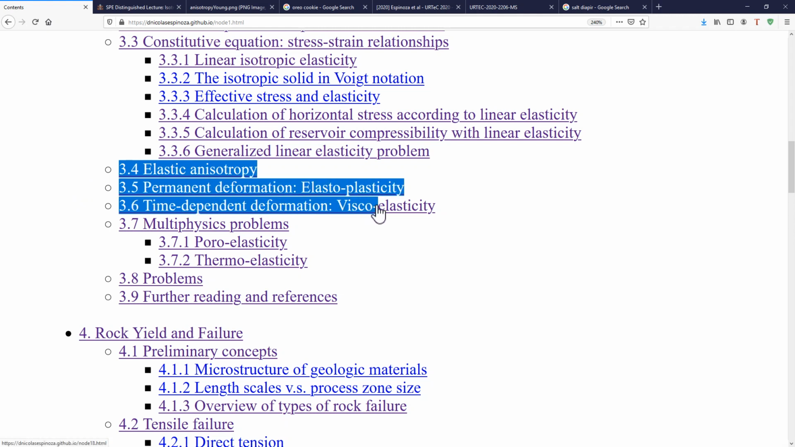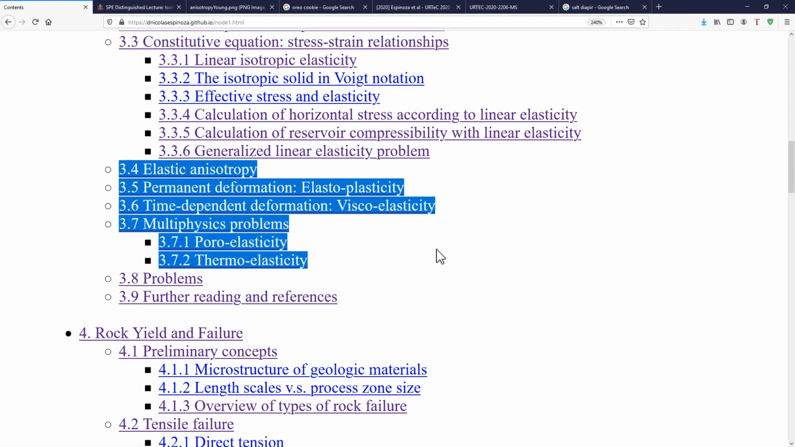Rocks are not isotropic, rocks are not elastic, rocks are not linear. You need to be aware of that, and these topics that we have discussed in here go a little bit more in detail into taking into account all those things. For our course, we're just going to stay with the simple theory of linear isotropic elasticity, and we'll see how to solve problems with that, which is a very good starting point for solving real and more complex problems.